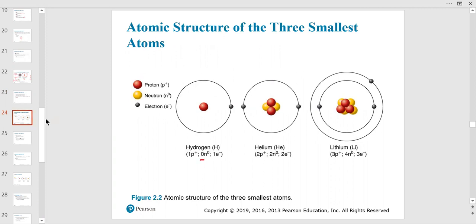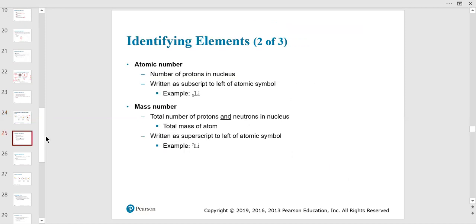Let's go over to lithium because it's a little more interesting because this has three protons. And remember, the electron number usually is the same as the proton number. So three protons in the nucleus of lithium. And remember, this shows you now that we're going out. The first shell can only hold two, but the next shell could hold up to eight. So there's only one valence electron, and that's the one in the outer shell of lithium, which is a metal.